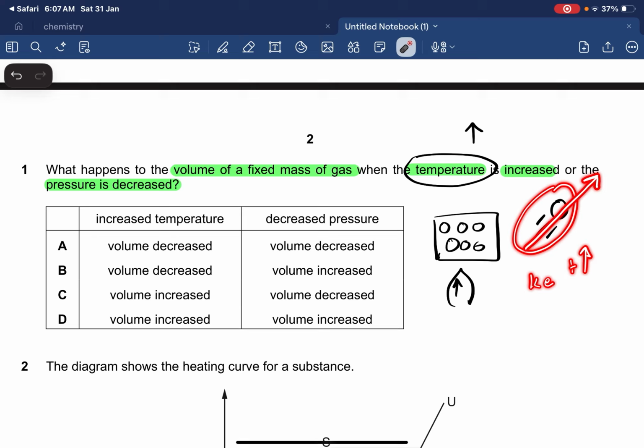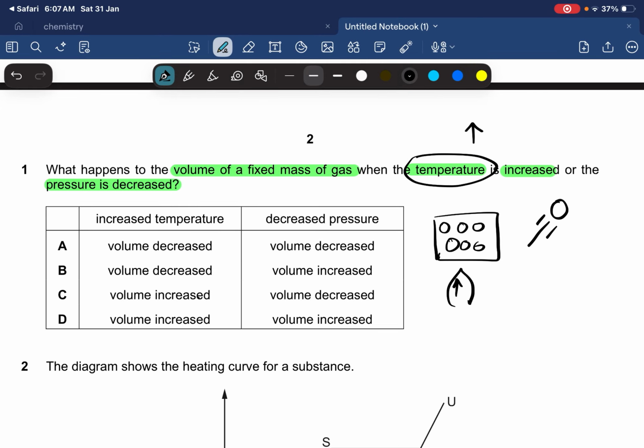And when particles move faster, what's going to happen to the volume? Particles over here are going to hit the walls with more force, and that is going to increase the pressure. When the pressure increases, to bring it back to normal, the volume has to increase, right? So when you increase the temperature, the volume also has to increase if the pressure remains constant. So volume has to increase.